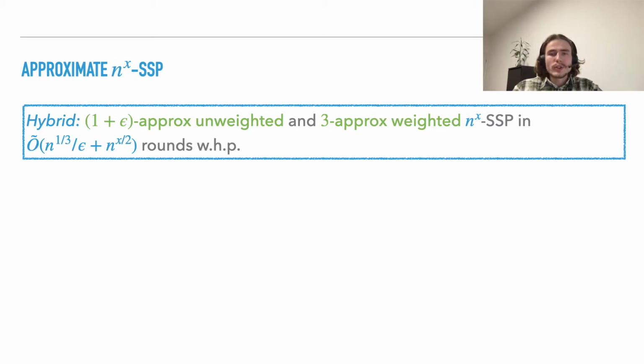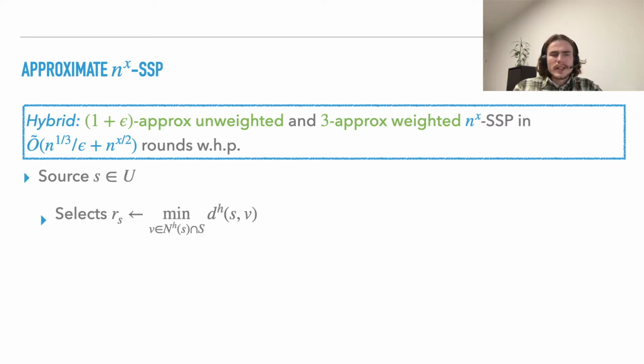First, we show how to approximate paths from n to the x given nodes in roughly n to the one third plus n to the x divided by 2 rounds. As you may guess, we start by computing an exact n to the two thirds sources SSP. Then each node selects its representative, the closest skeleton node to it. We use a token dissemination protocol to inform all nodes about each source representative and distance to it.